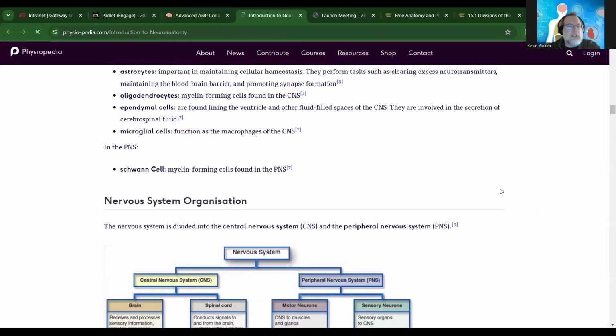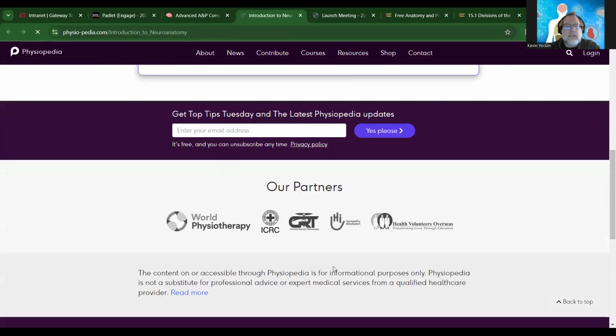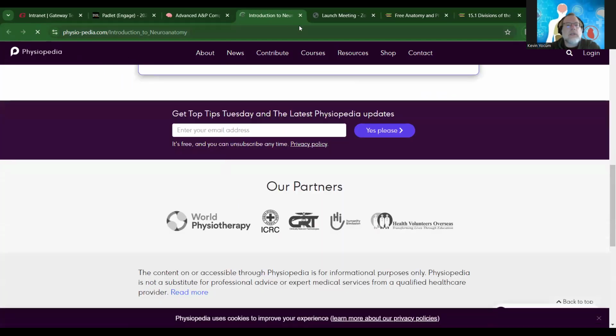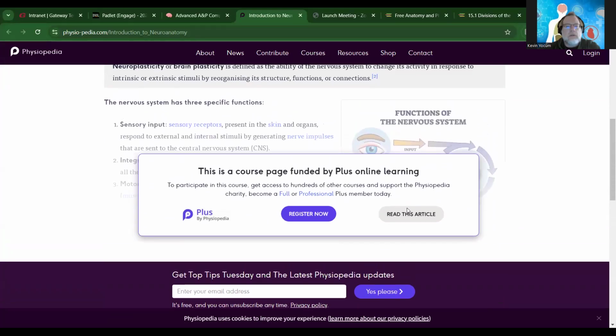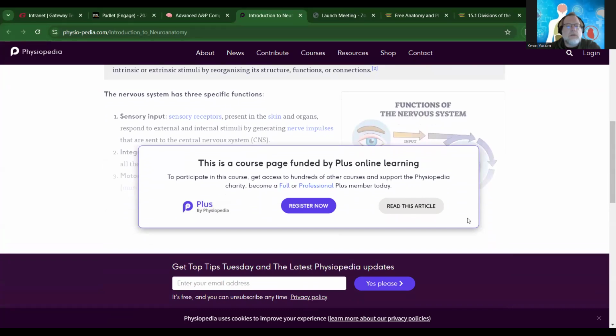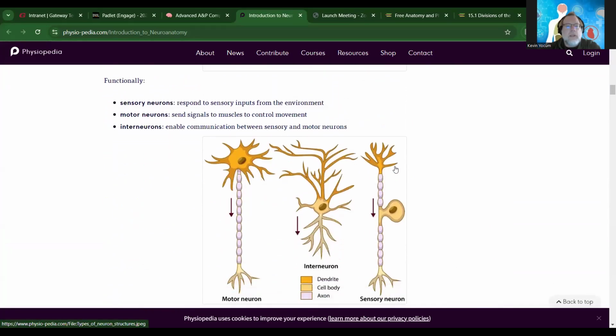It's got good illustrations. And this is... hey you, what just happened there? Partners. This article. Anyway, I don't know what happened there.